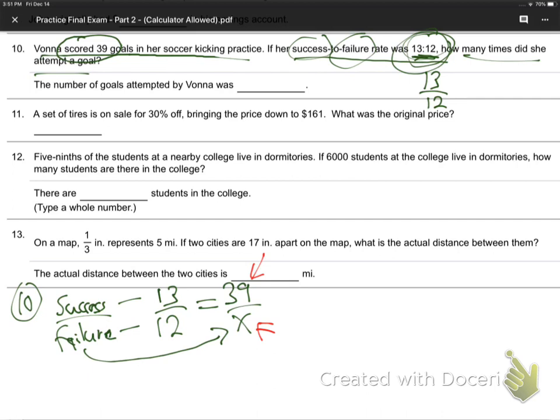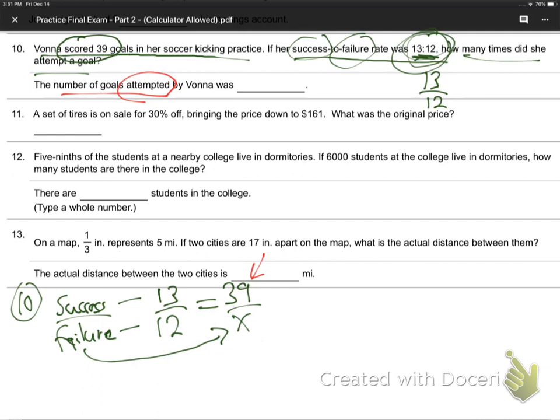Okay, but that's not going to be the answer to their question quite yet, because their question is, how many did she attempt? They didn't say how many did she fail. So we'll need to add the amount she failed to the amount she succeeded to get the total amount she attempted at the end. Here we go.